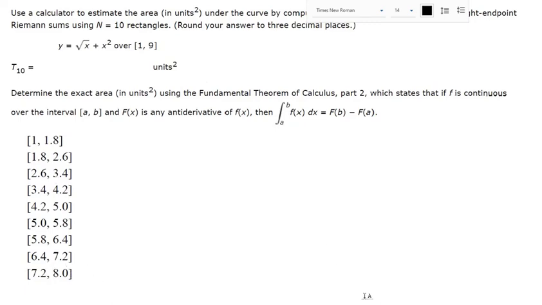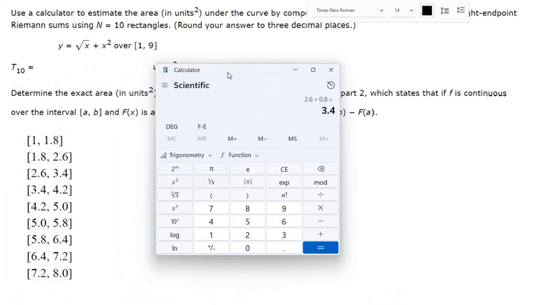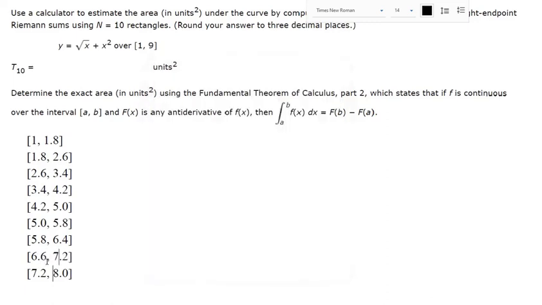Did I add wrong? Okay, so 1 plus 0.8, 2.6. I didn't finish my intervals. I didn't finish going to 9, did I? So 5 plus 0.8, so plus another 0.8, right here. This should be 6.6, and this should be 7.4, and 7.4 goes to 8.2, and then 8.2 to 9.